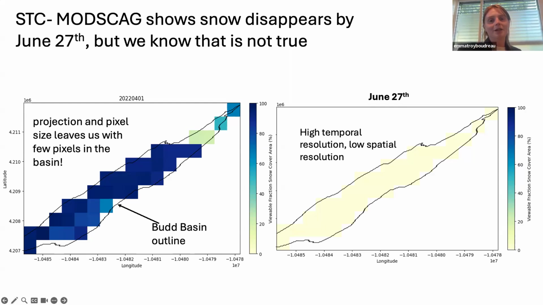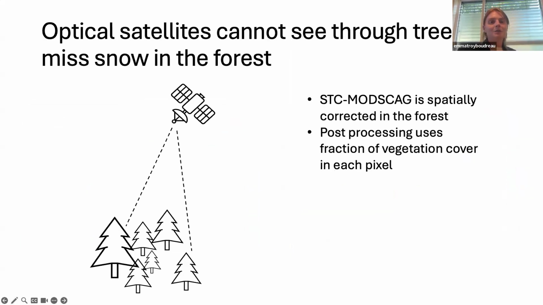So there must be snow up there somewhere because it's not interacting with soils so much. It's more of a direct runoff. There's still snow in the basin. And so something to note, optical satellites can't see through trees. So they often miss snow in the forest. And that's why I mentioned that this STC MOD SCAG product is spatially corrected in the forest to address that limitation. And this post-processing accounts for the fraction of vegetation in each of these pixels.